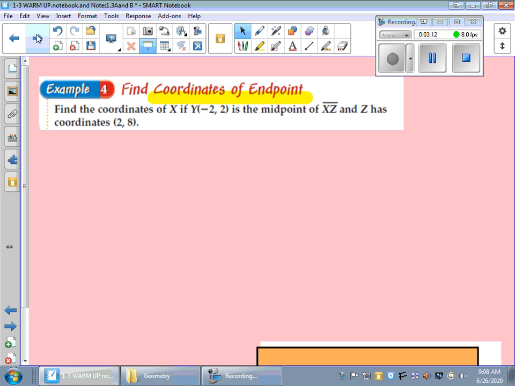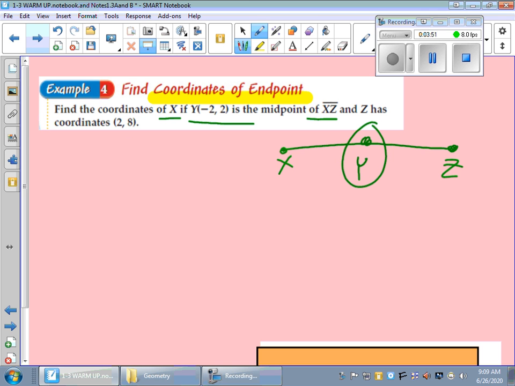So the next slide here is now we're going to work through the equation, because in this case it says find the coordinates of x if y is the midpoint of xz and z has the coordinates. So I like to do a quick little sketch here. I know we could graph this on the coordinate plane, but I want to do a quick little visual. So we have a line xz, just a rough line. It says y is the midpoint. So y is directly in the middle. So they're giving us y, and they're giving us z.